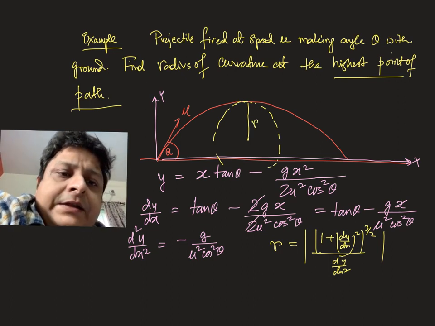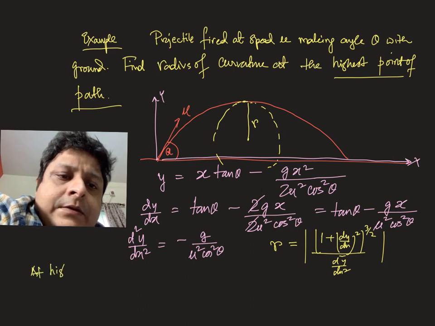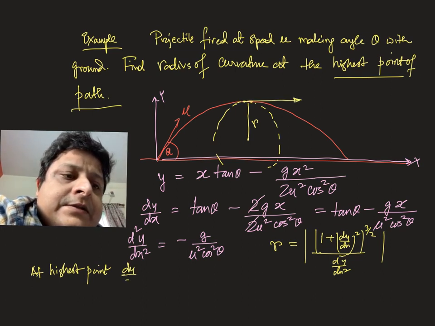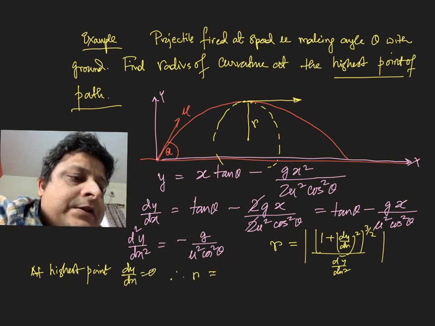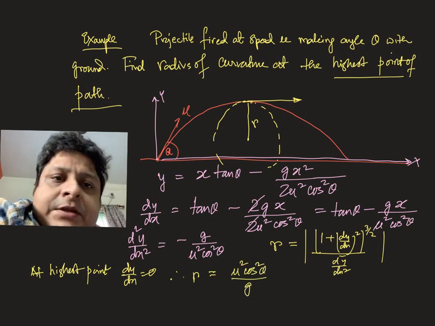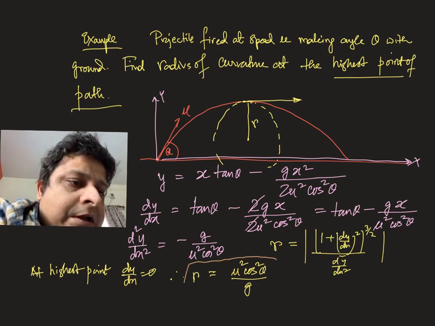Okay, so at the highest point, as you know, the particle is going flat, so dy by dx is obviously equal to 0. Therefore in the radius of curvature the numerator is 1, so 1 upon d2y by dx2 is u square cos square theta divided by g. So that is the answer, and this is the radius of curvature at the highest point.